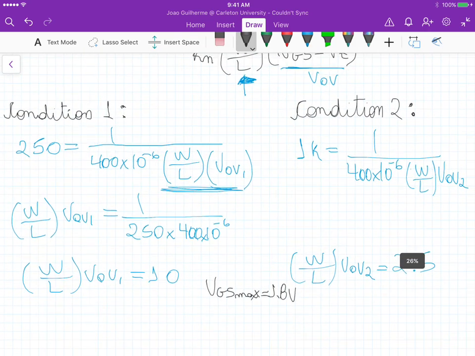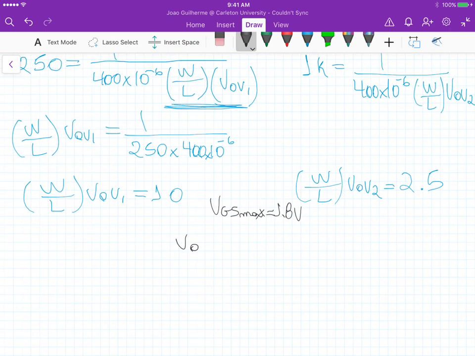Now, V overdrive is equal to VGS minus the threshold voltage. This one here is fixed, right? It's 0.5 in our case. But because this ratio here should be the same for both resistors, and we can't change the size of the transistor once it's manufactured, the variable that we have to control the resistance is indeed VGS.